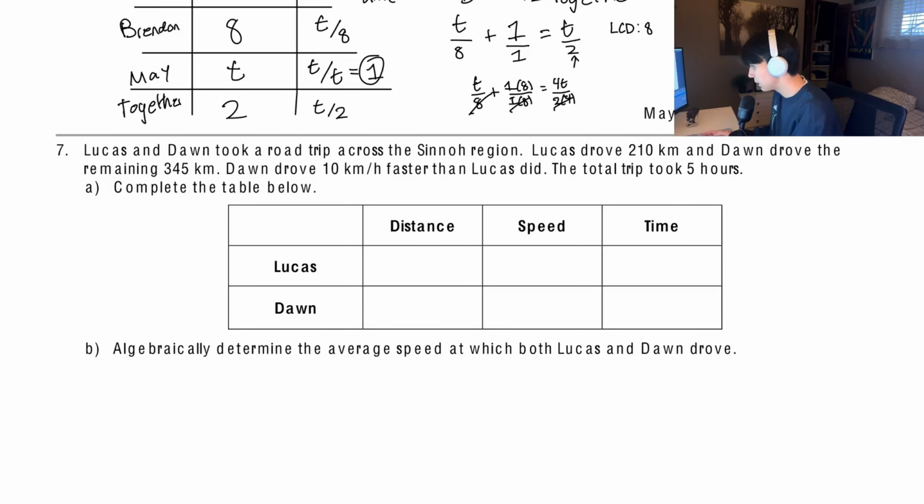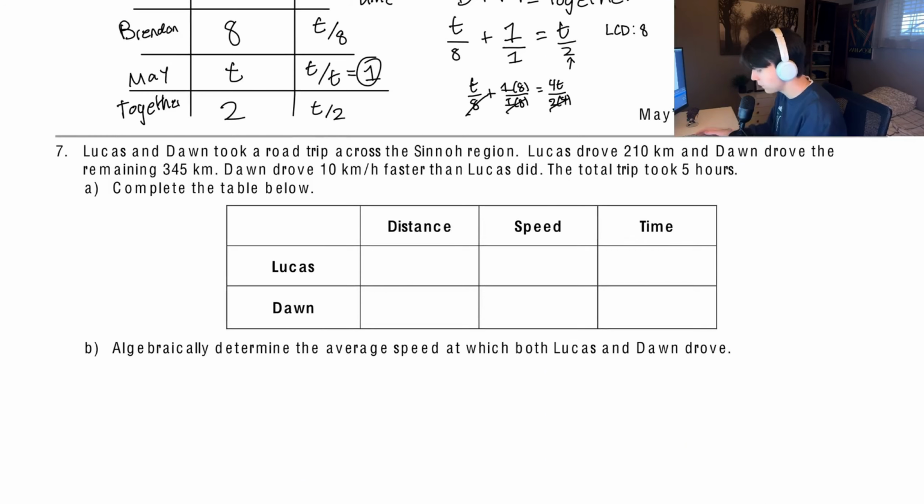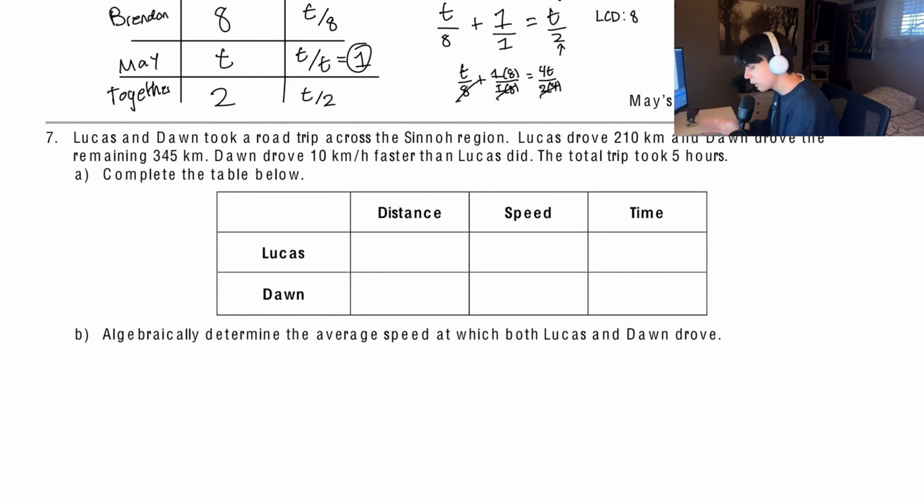Now we have a speed time one. This is the second type of chart that we're going to be taking a look at. So again, make yourself familiar with these two charts because you're going to be doing a lot of these, and make sure you know how to do them. Since this chart is made for us, it's very nice. We just have to look at a couple keywords. Lucas drove 210 kilometers and Don drove the remaining 345. Don drove 10 kilometers per hour faster than Lucas, and the total trip took 5 hours.